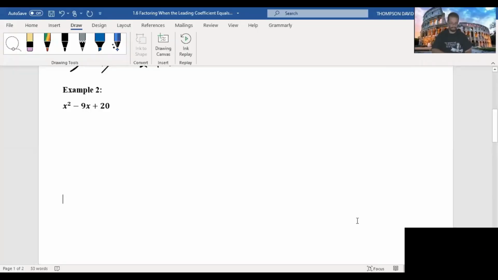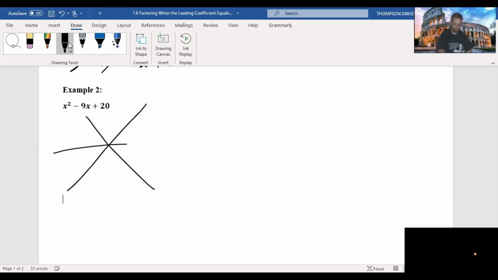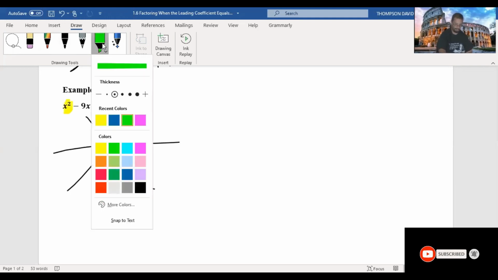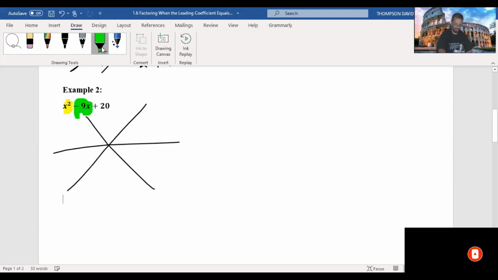Example 2, we're given x squared minus 9x plus 20. So first we're going to make our snowflake. We'll highlight our first term in yellow. We'll highlight our middle term in green. And we'll highlight our last term in pink.